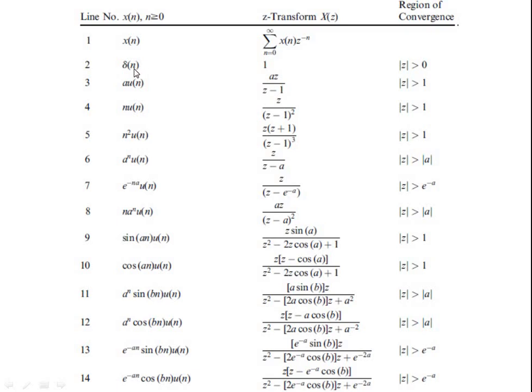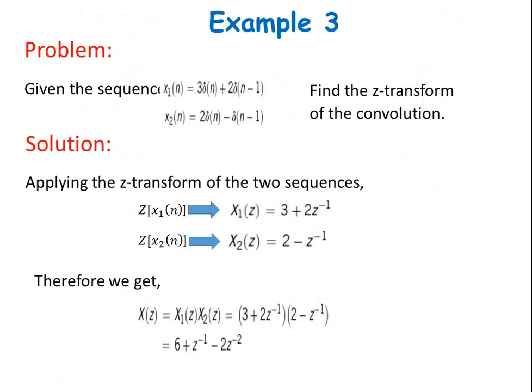The very first important sequence is del of n. The Z transform of del of n is 1. It is very important for solving further topics in the second unit. So let's get into the inverse Z transform.